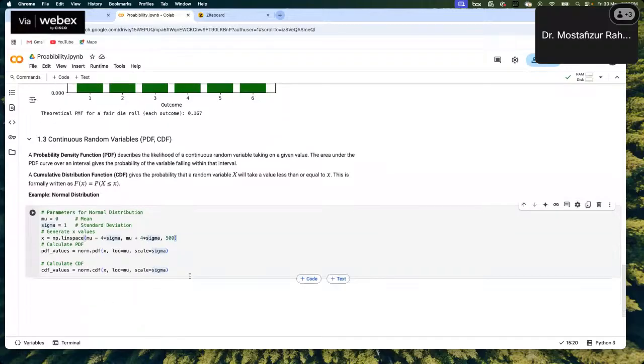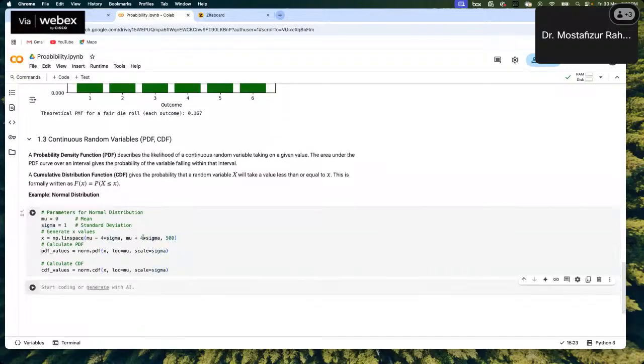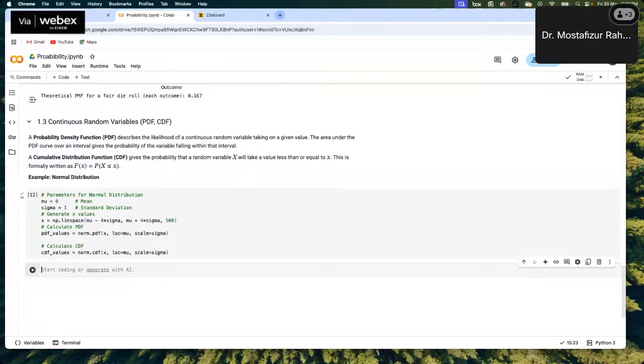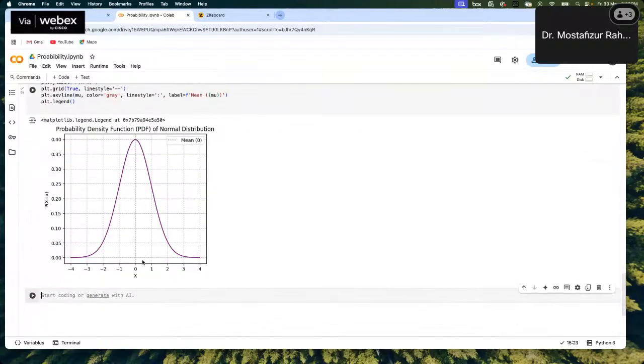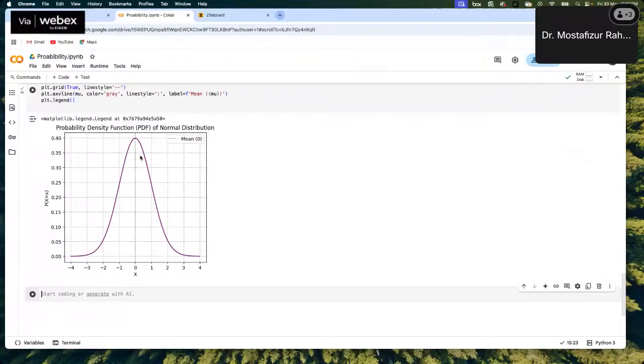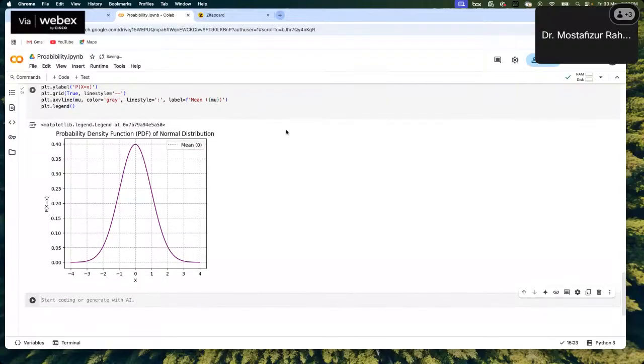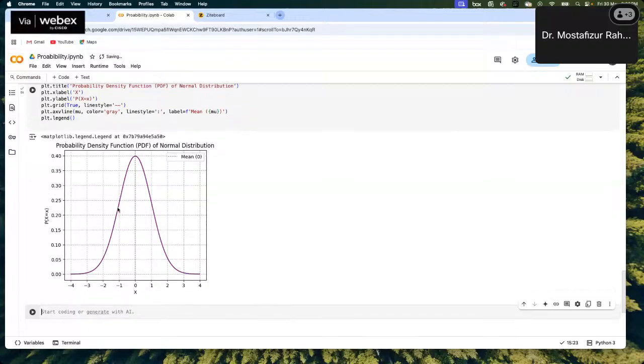So if we run this part, let's first try to generate the PDF of the normal distribution. So plt.figure, the same commands, and the PDF values we are printing here. So this is the normal distribution plot, how it looks like. Let me try this command whether it will work or not.